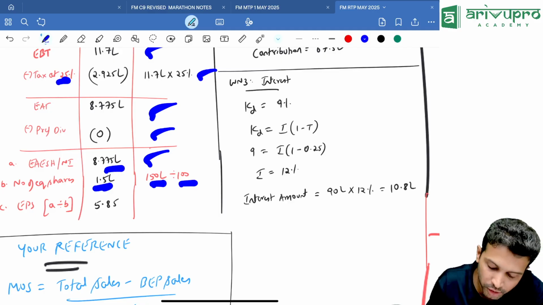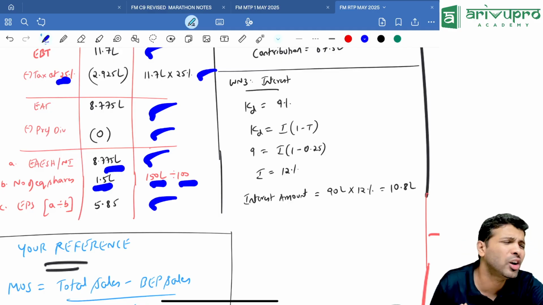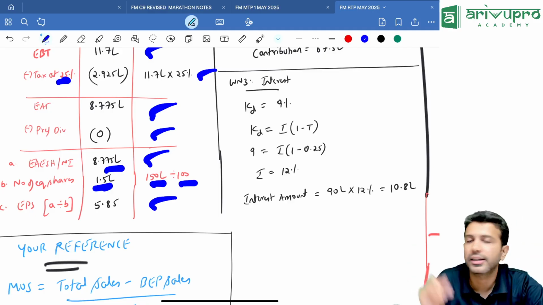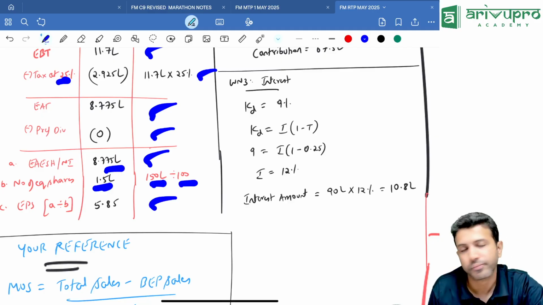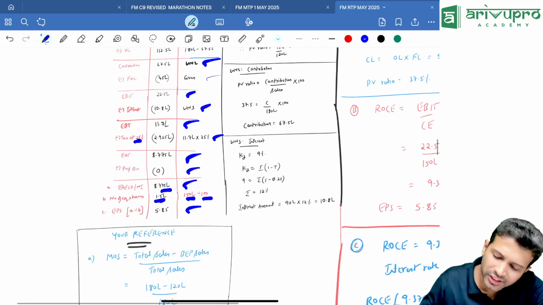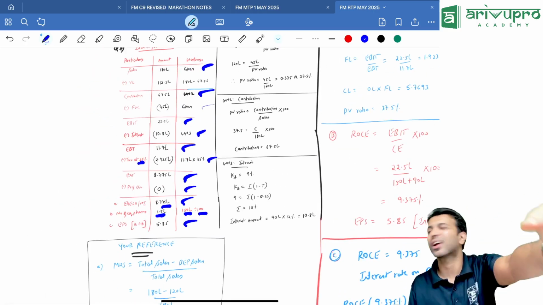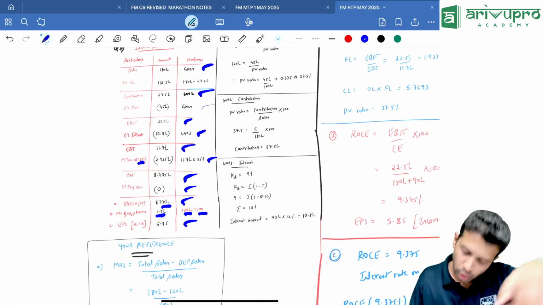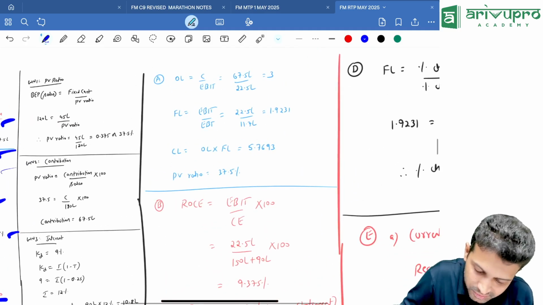Number of shares, you know. EPS is difficult or got it? Got it. Income statement fully solved. Now using this income statement, first requirement: OL, FL and CL. OL, FL, CL, you need my help, sir?